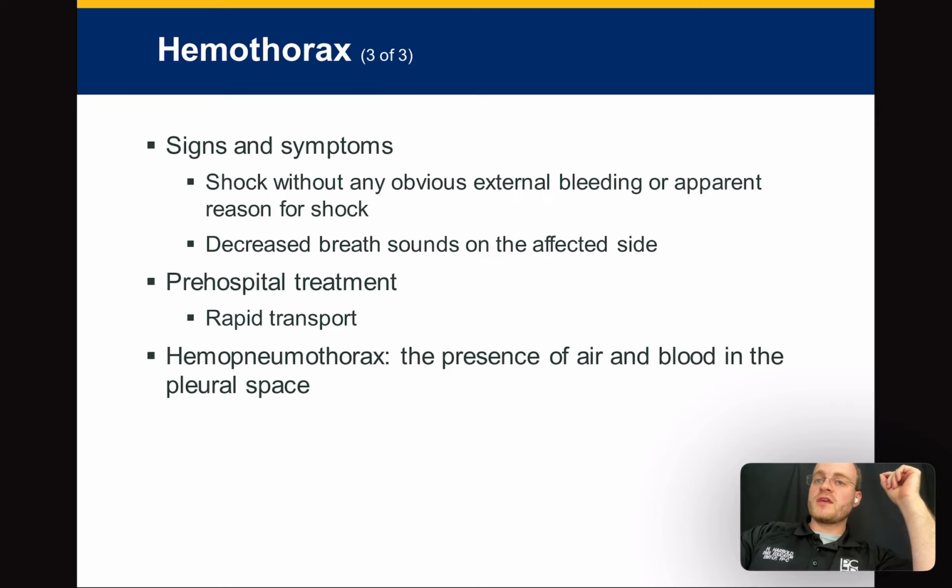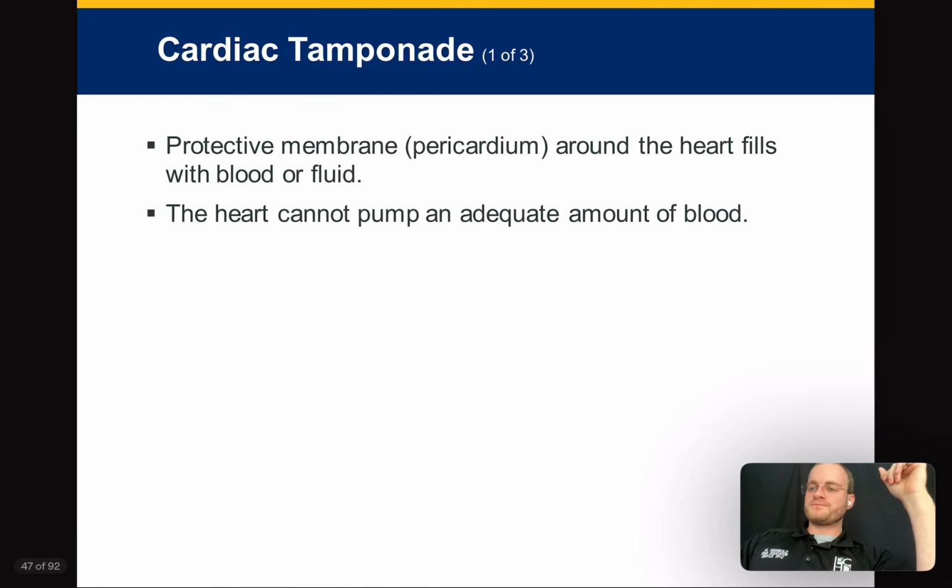Remember, what words could they use? Decreased breath sounds, diminished breath sounds, absent breath sounds, irregular breath sounds. They could use all those words that are telling you, yo, there's something wrong with that side of the chest. Look into it. The treatment's rapid transport, okay? And remember, pneumothorax is when there's the presence of blood and air in the pleural space. Now, that's the lungs. Let's move on to the chest, the heart.